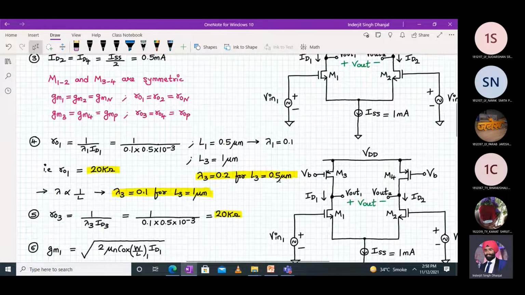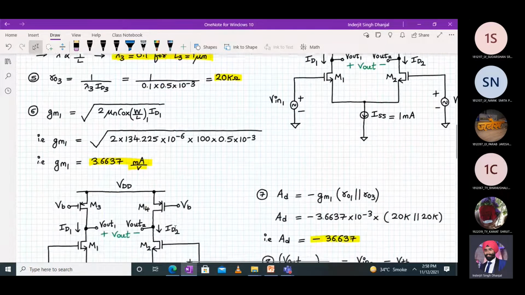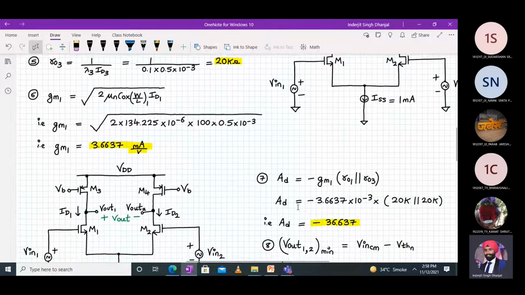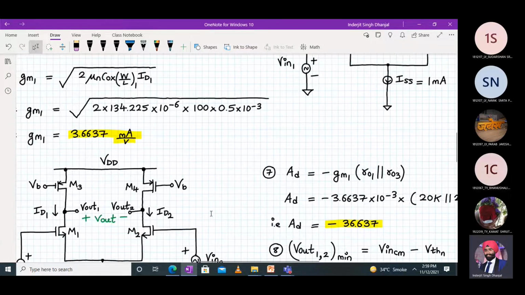Lambda 3 is 0.2 for L3 as 0.5 micrometer, but they have given 1 micrometer. So lambda 3 will be 0.1. Only this care you have to take. Rest everything is similar. So RO1, RO3 will be 20K. Then GM1 is 3.6637, which you have got before. Then you calculate the differential gain, which will come out to be 3.6637 into 10 raised to minus 3 into 20K parallel to 20K. So 20K parallel to 20K will be 10K. So 10K into 3.66 will be 36.3637, the differential voltage gain.